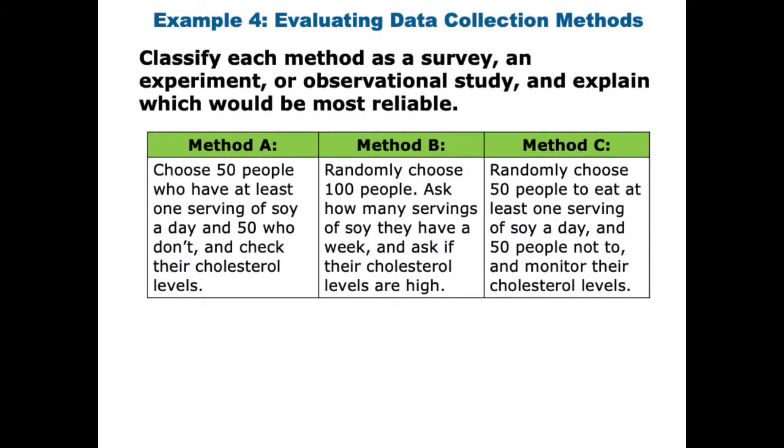Example 4. Classify each method as a survey, an experiment, or an observational study, and explain which would be most reliable. So method A would be an observational study, method B would be a survey, and method C would be an experiment. In method A, the members of the study are self-selected, so they may have a healthy diet in general. In method B, the results are self-reported, so they may not be accurate. So method C is the most reliable.